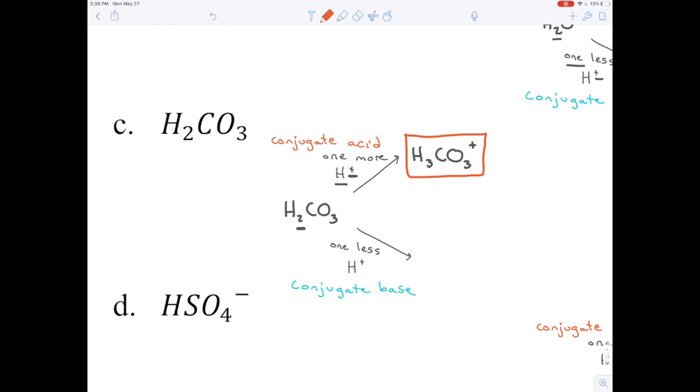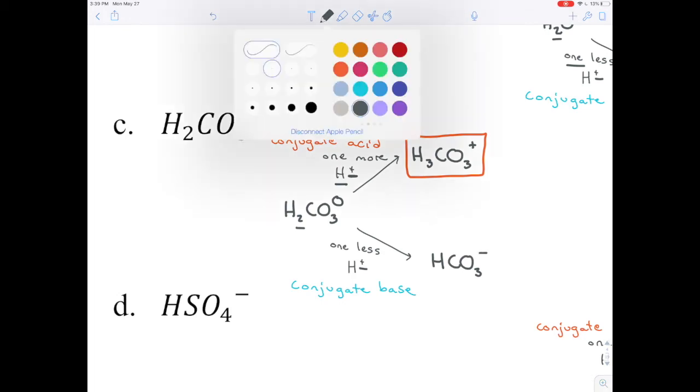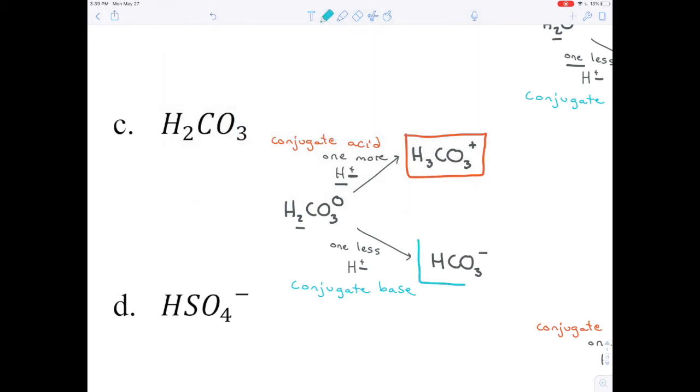How about the conjugate base? In the case of the conjugate base, we want to subtract 1 H and 1 plus sign. H2CO3 starts with 2 H's. If you subtract 1, only 1 will be left. The rest of the molecule stays the same. Then we have to think about the charge. H2CO3 starts with a 0 charge. Subtract plus 1 from it. 0 minus 1 is negative 1. So the conjugate base for H2CO3 will be HCO3 minus.